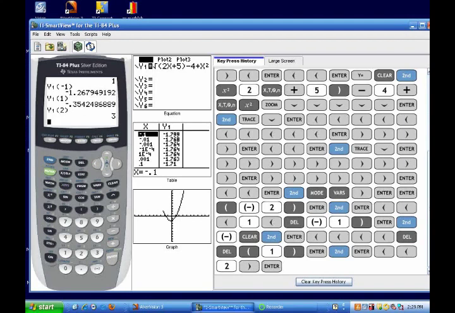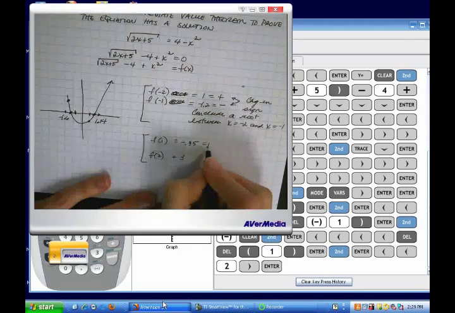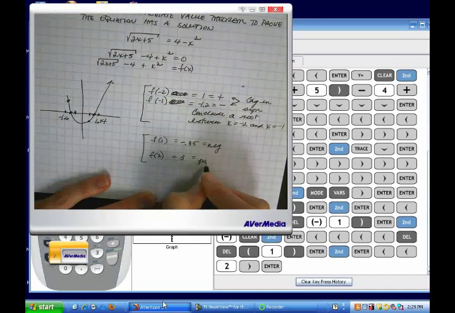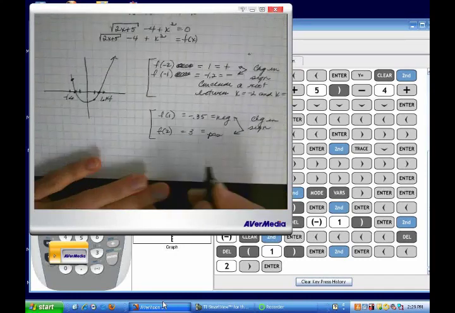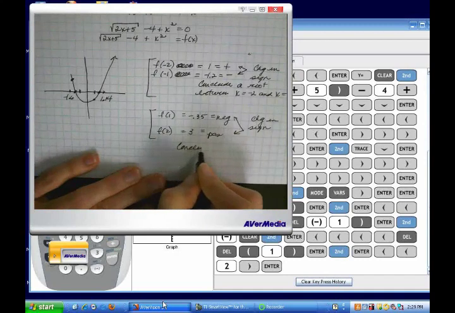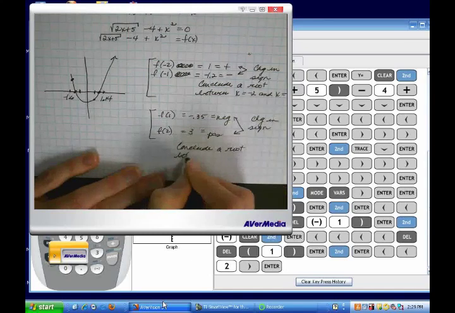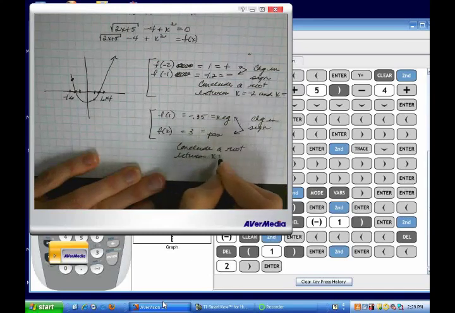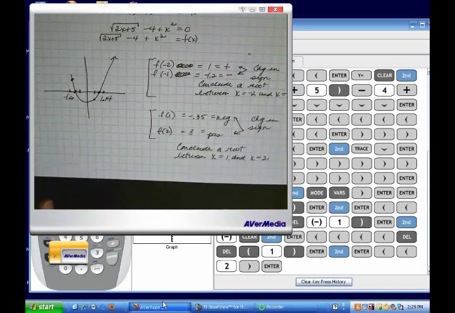Okay, so this one is negative. This one is positive. This is a change in sign. So once again, I conclude a root between x equaling 1 and x equaling 2 by the intermediate value theorem.